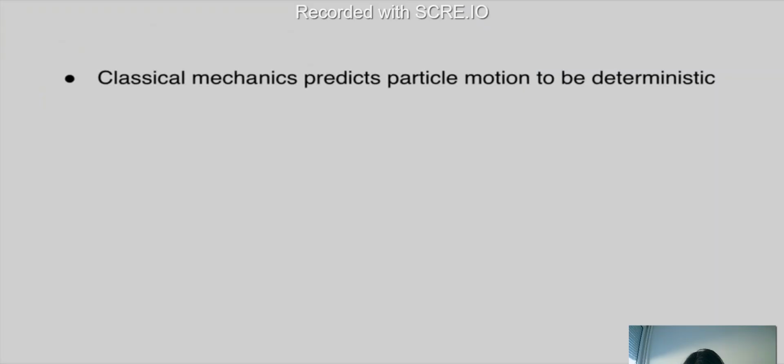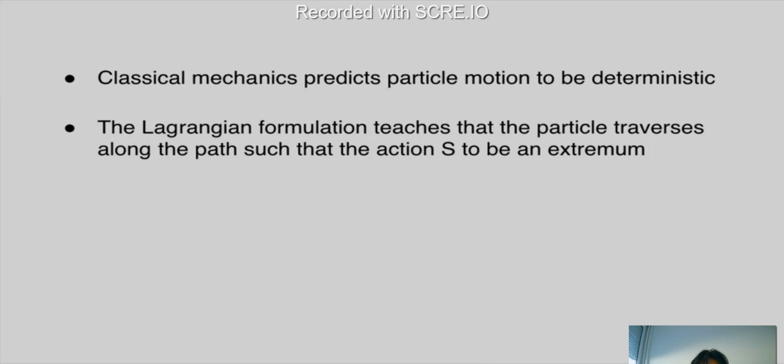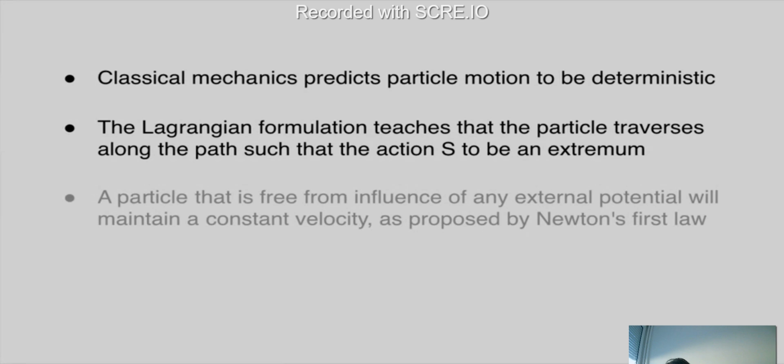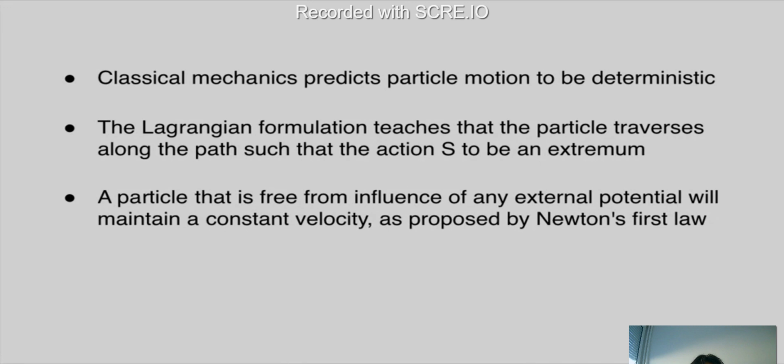Classical mechanics predicts that the particle motion is completely deterministic, that is, the conditions of a particle at any given instant of time will chart out its future trajectory. The Lagrangian formulation teaches us that the particle traverses along a path such that its action S is an extremum, that is a minimum. Now we discussed two examples. The first example taught us that a free particle, one that does not have any influence of any external potential, will maintain a constant velocity as proposed by Newton's first law of motion.